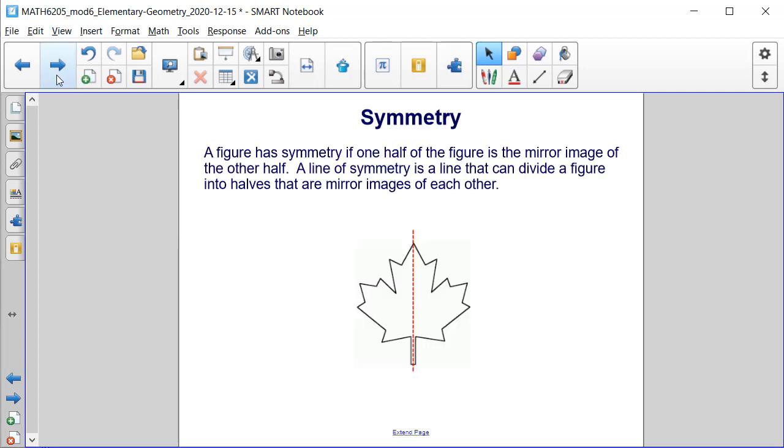Symmetry. A figure has symmetry if one half of the figure is the mirror image of the other half. A line of symmetry is a line that can divide a figure into halves that are mirror images of one another. So if we look at this leaf, we have a line of symmetry right down the middle. And if we were to fold the leaf directly on that line, it would be the same on both sides. So that's what symmetry is, especially regarding a line.